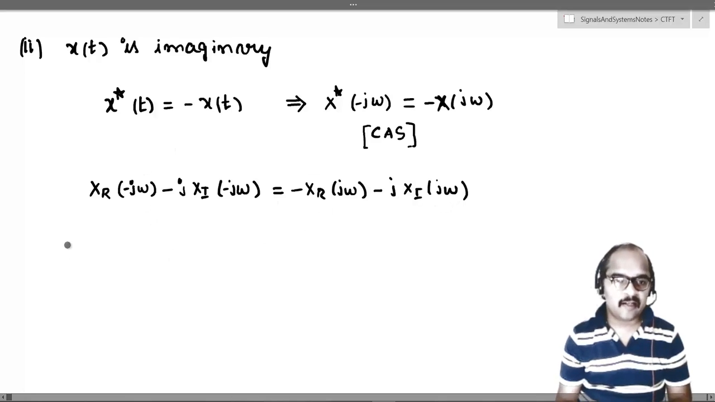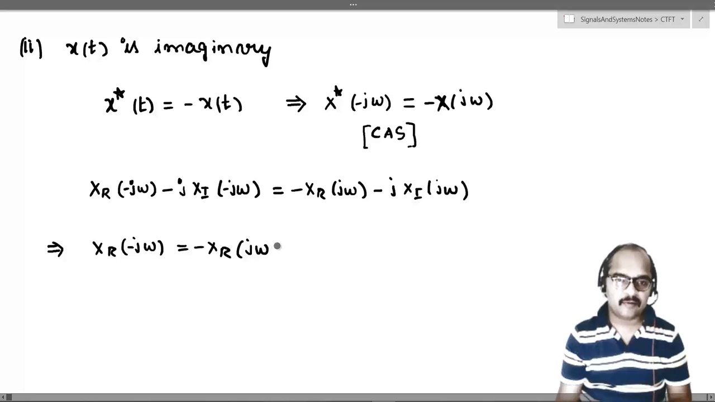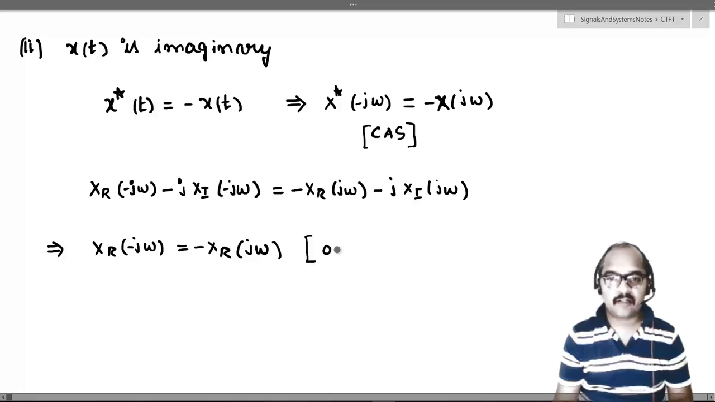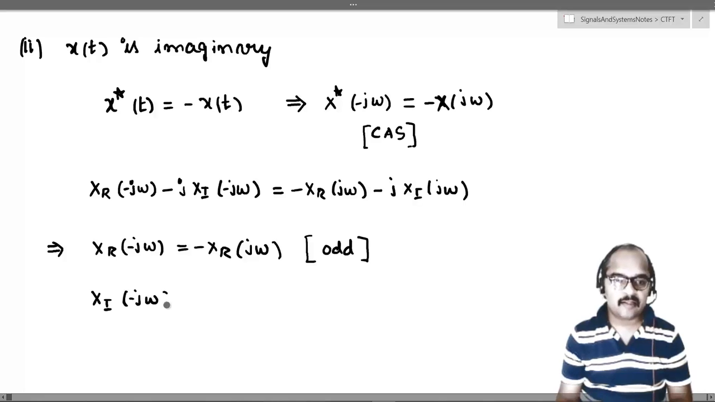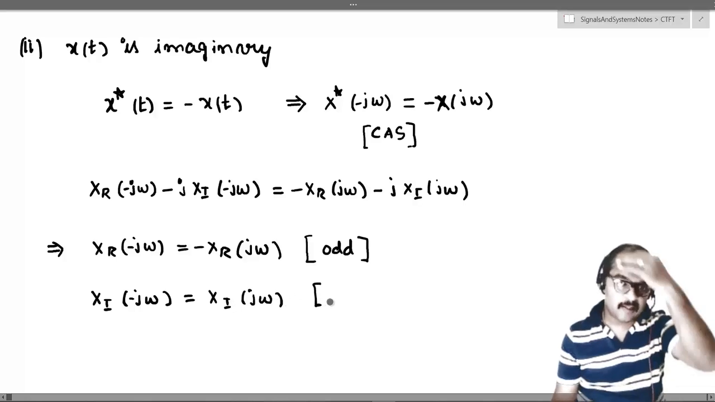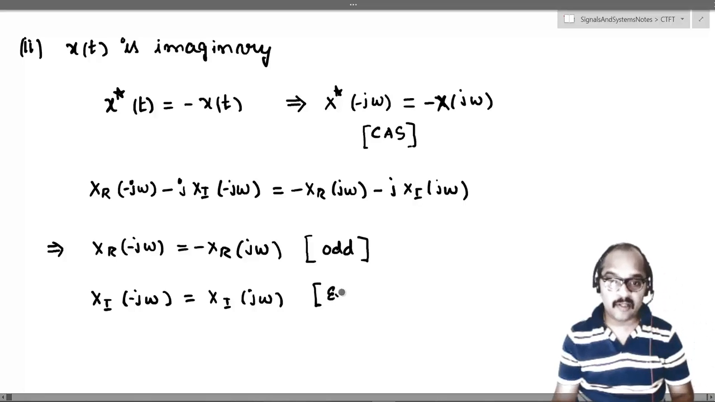Now equating real and imaginary parts, what do you get? This implies xr of minus j omega would be equal to minus xr of j omega. So clearly what does it mean? It means that the real part of the Fourier transform is odd. And also what do you see? You see that xi of minus j omega is equal to xi of j omega. So again, what does it mean? The imaginary part of the Fourier transform is even.